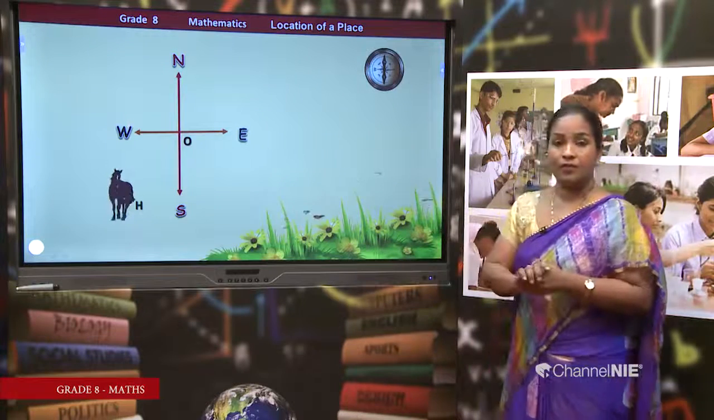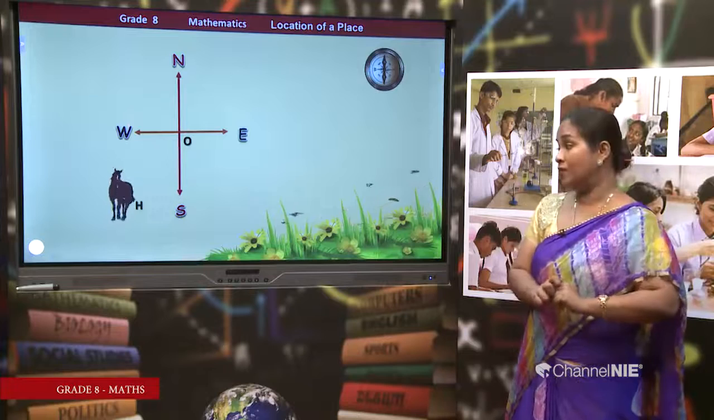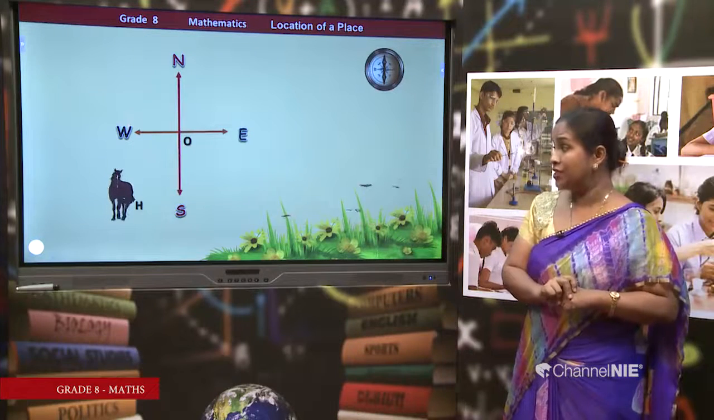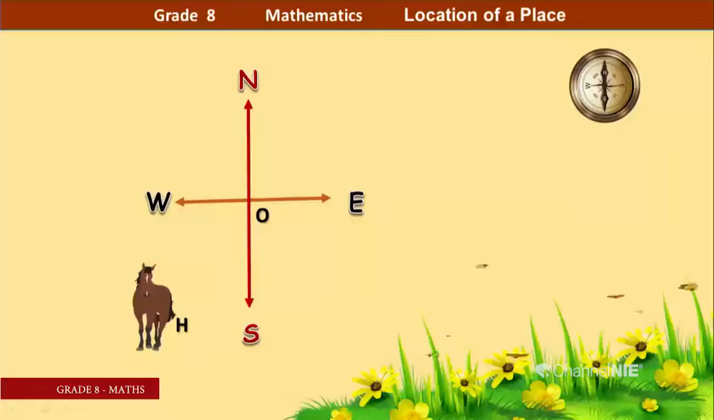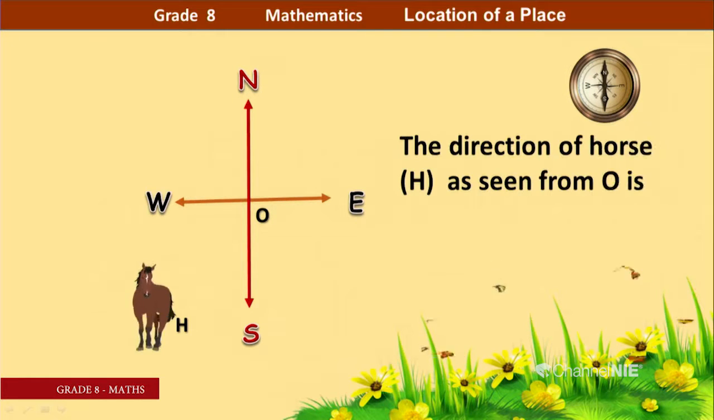What could you see? There is a horse at position H. So, we are looking at the horse from O. The direction of the horse as seen from O, we will see. First of all, we join the points O and H. Then we have to check the angles. We will see what happened here. It is exactly between the main directions west and south.